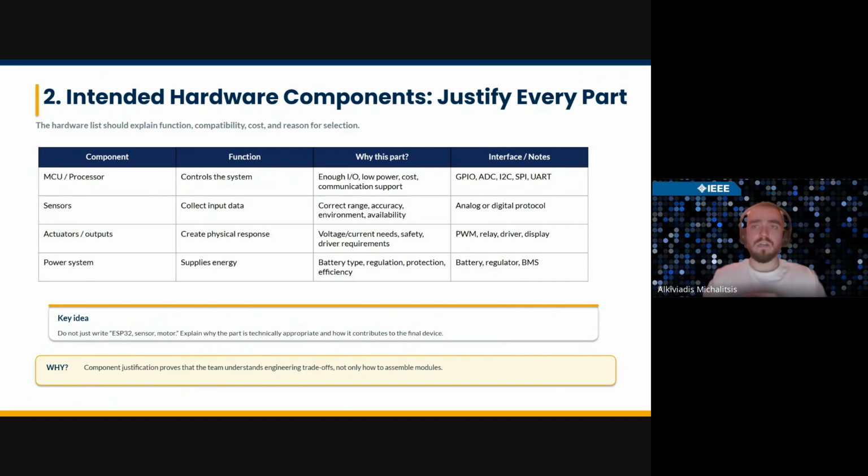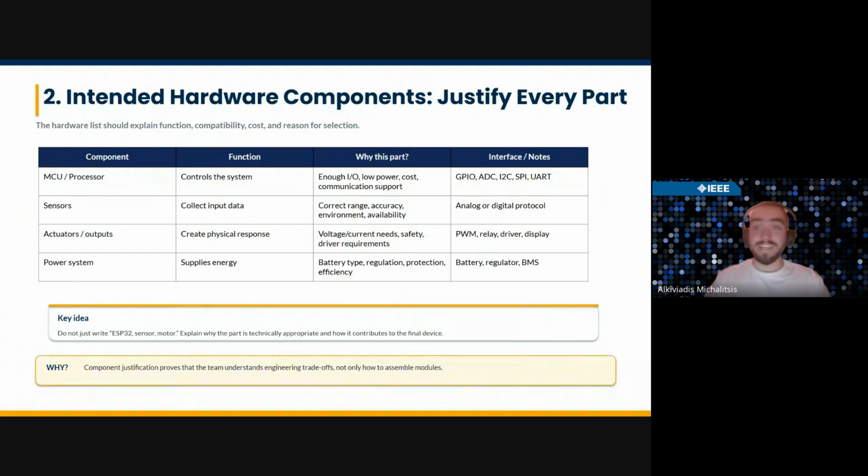So there are no maximum words in general. Okay. So the function of the power system is to supply energy. Okay, good. Why do we select this specific part? We select it because this battery type goes along with this battery model, and we want to have a battery or a voltage regulator, and these batteries are better for this, and we want to have protection, efficiency, and so on. A lot of stuff we can do with this. For example, here you can say battery regulator, BMS, battery management system, and so on.